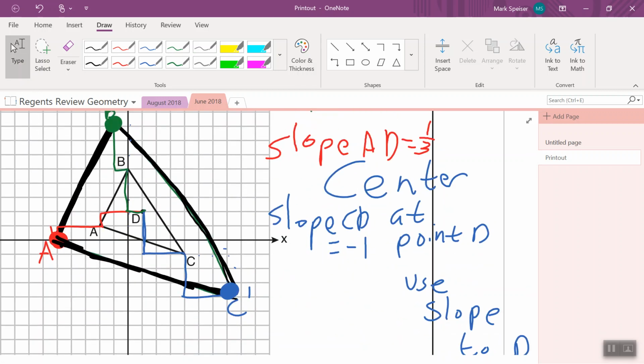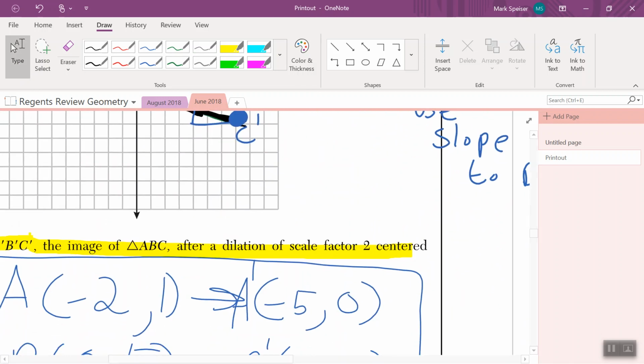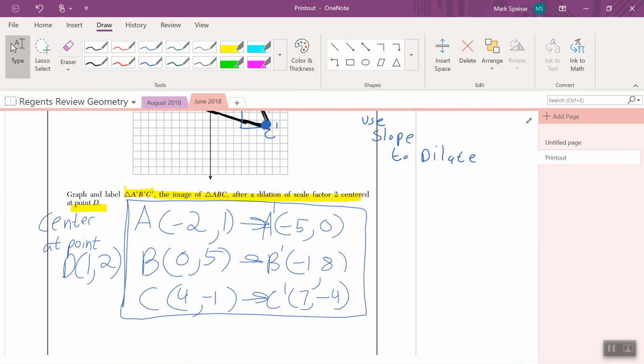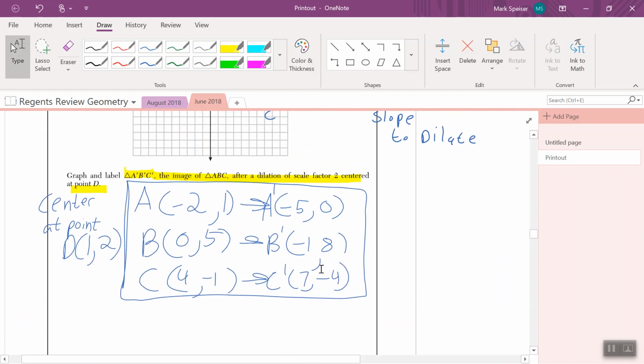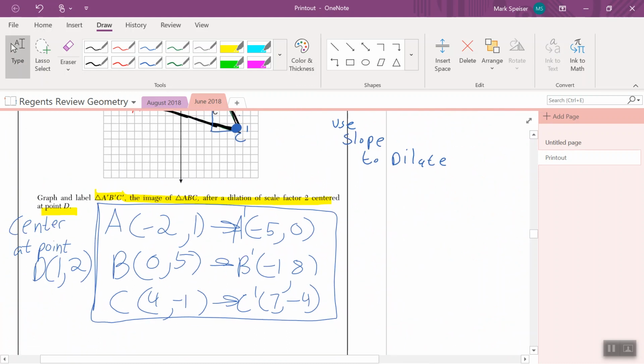Mark off the points clearly and draw your triangle as I did. And it's a good idea, but not needed, to state the points at the bottom, just in case you made a mistake in the drawing, you could get credit for your points. So A moves from negative 2, 1 to A prime, which is negative 5, 0. B moves from 0, 5 to negative 1, 8. C moved from 4, negative 1 to C prime 7, negative 4. And our center the whole time was 1, 2. On to question number 27.